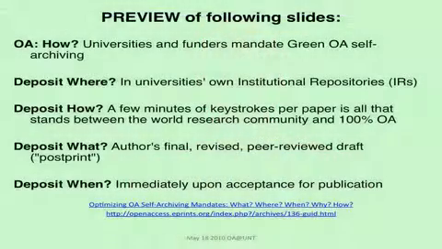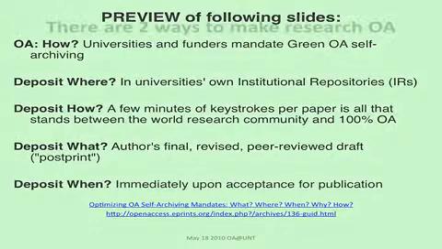In order to get to my 15-minute discussion time, I won't go through every word that I had here. To summarize now, how to provide open access: universities mandate green open access self-archiving. Deposit where? In universities' own institutional repositories. Deposit how? A few minutes of keystrokes per paper is all that it takes. Deposit what? The author's final revised peer-reviewed draft. And deposit when? Immediately upon acceptance for publication.